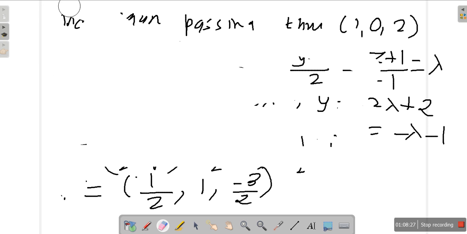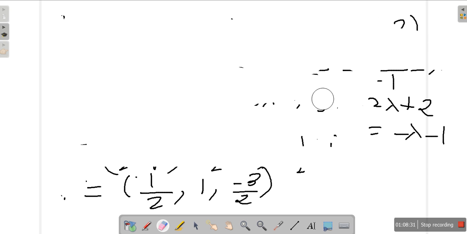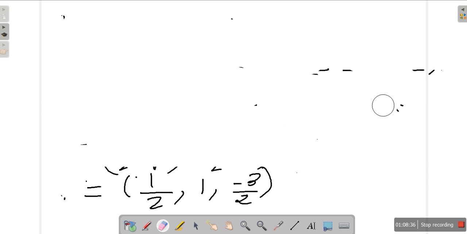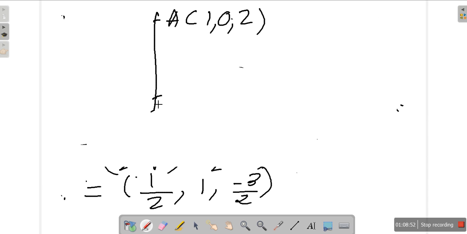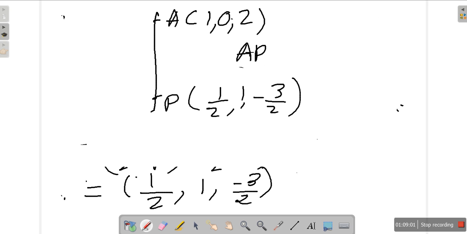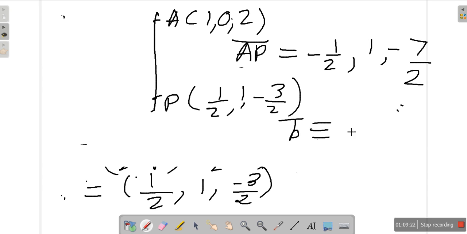Now the job is done. We know A and we know P. So we know the vector along AP. So what is the vector along AP? It is P minus A. So 1 by 2 minus 1, 1 minus 0, 1, minus 3 by 2 minus 2. You can multiply throughout by minus 2 and you will get the direction ratios of B bar as 1, minus 2 and 7.